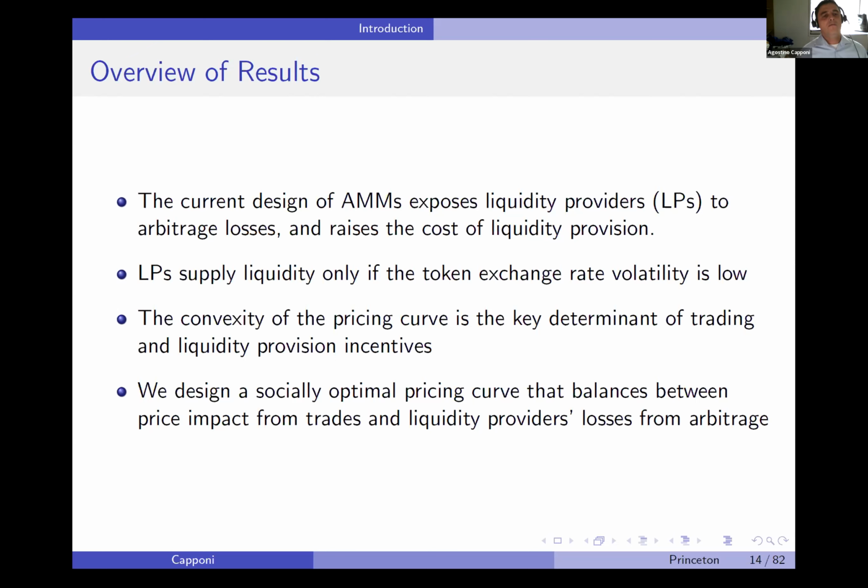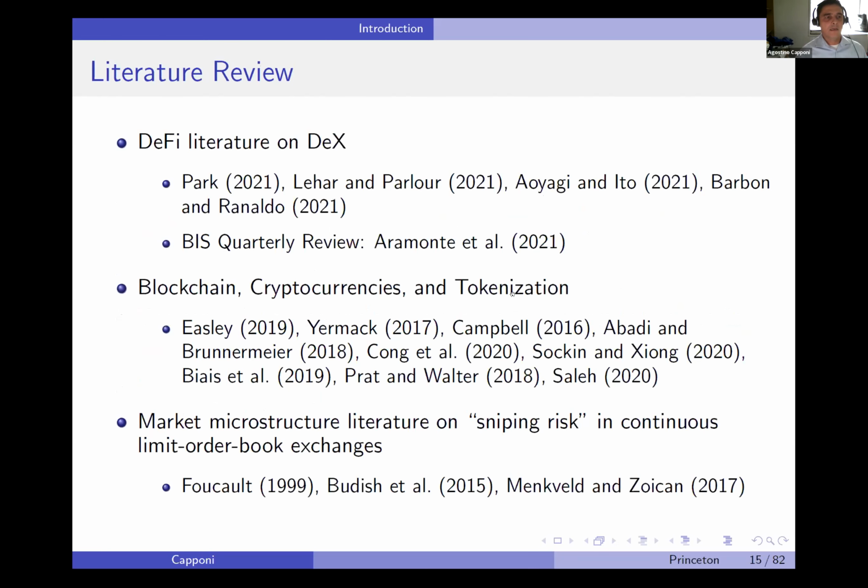So if this curve is too convex or it's not sufficiently convex, then there will be less incentive to provide liquidity. In fact, if the curve is too convex, as we will see, there might be no liquidity provided in the first place, so nobody will want to trade. And then we want to design a curve that balances the price impact from trades and the liquidity providers' losses from arbitrage. So that's the main idea.